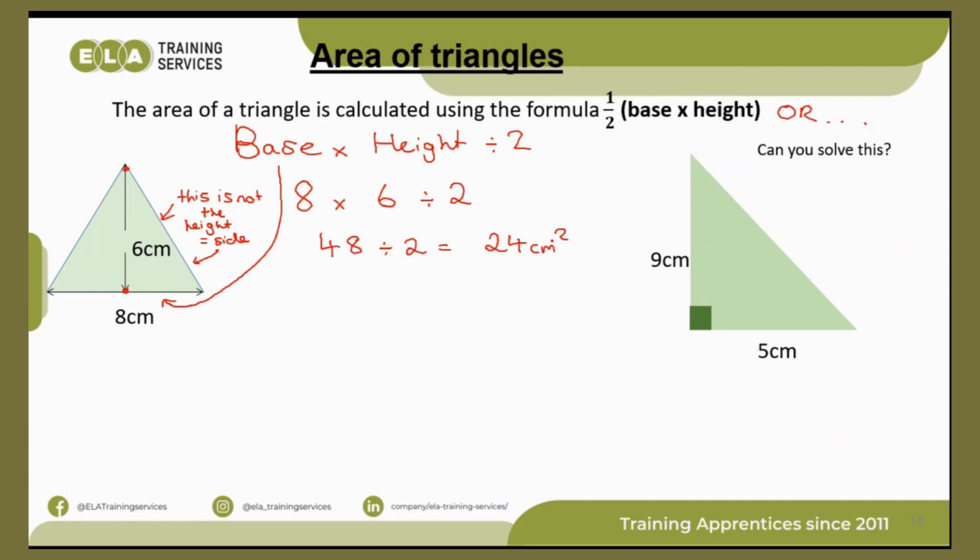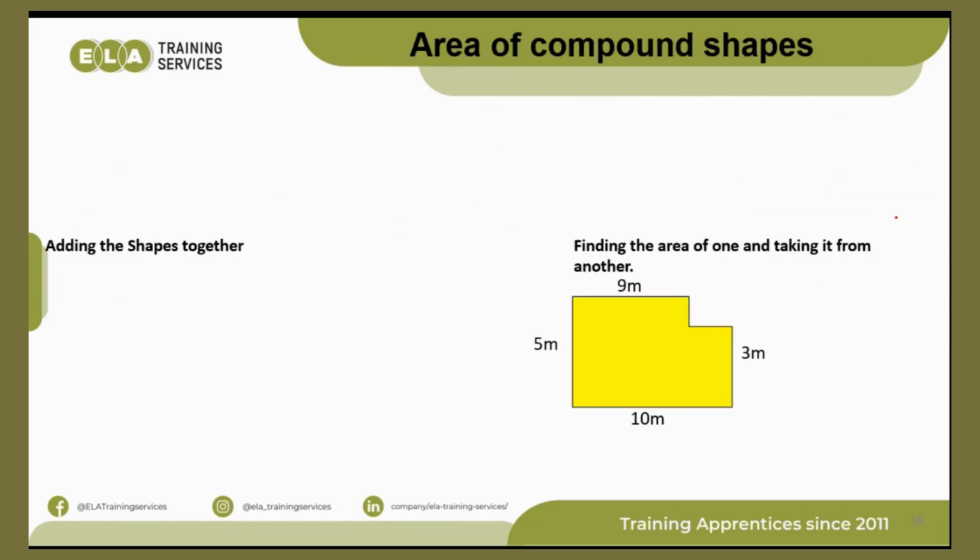Okay, so just spend a couple of minutes now having a go at this one. So can you solve the area of this triangle? Okay, so we've got our base times our height divided by 2. So our base is 5 multiplied by our height, which is 45, and then 45 divided by 2 is 22.5 centimetres squared. Fantastic, brilliant.